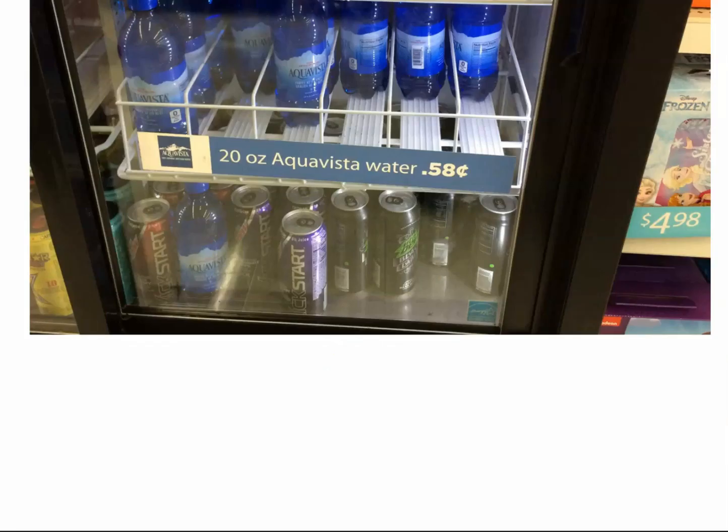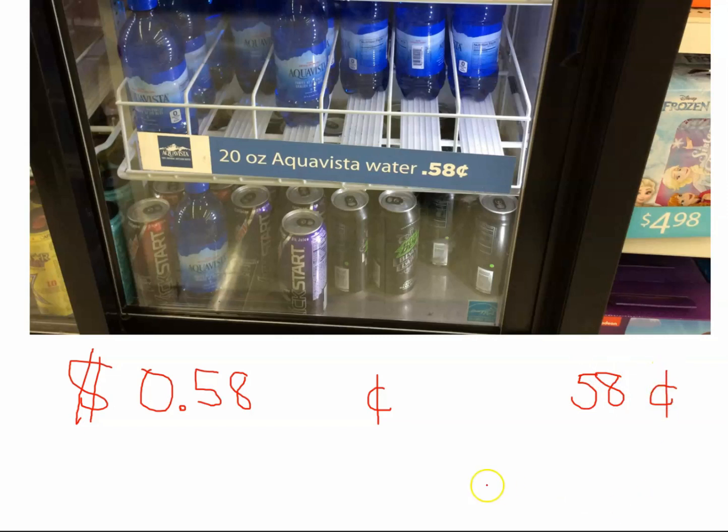If you take a look at this image here that I see all too often. This Aqua Vista water is on sale for 58 hundredths of a cent. Now the cent is part of the dollar symbols. You know it takes 100 cents to make a dollar. If I have 58 pennies, I have 58 hundredths of a dollar. Or I have 58 cents. This decimal, 58 hundredths of a cent, is showing you this water is less than a penny.